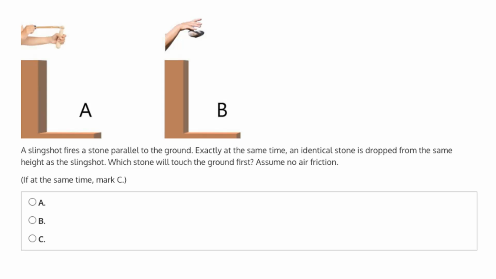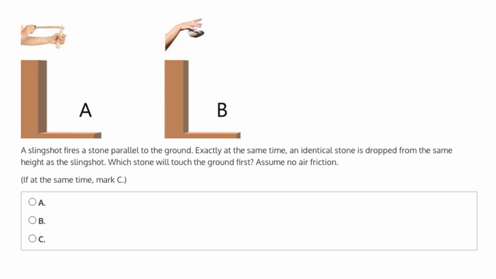Okay, so in this question it reads, a slingshot fires a stone parallel to the ground. And that's what we see here in A. And exactly at the same time, an identical stone is dropped from the same height as the slingshot. And that's what we see here in B. And the question is, which stone will touch the ground first, assume no air friction, and if at the same time, then mark C. So let's take a closer look at A.